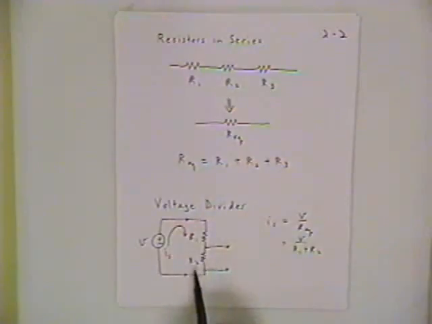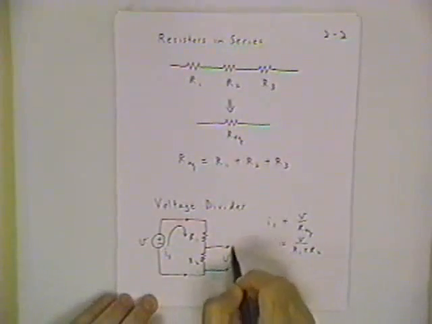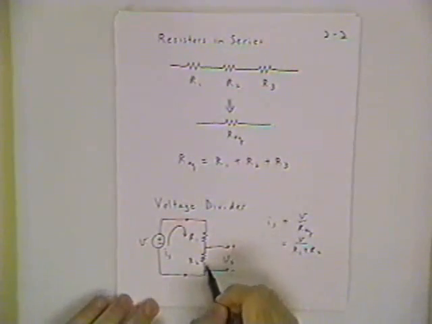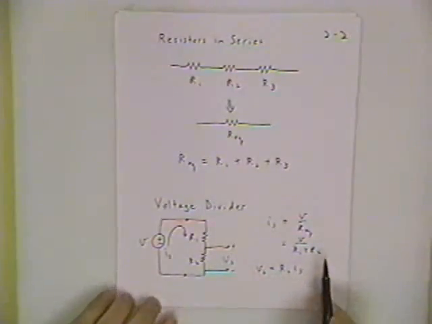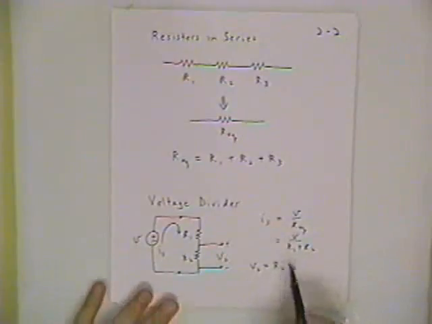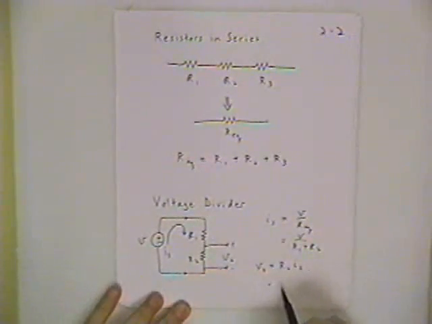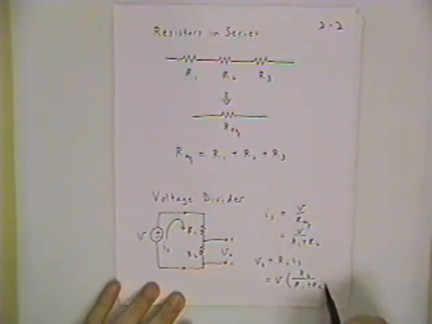All of these elements are connected in series, so they all share the same current, IS. That means the current going through resistor R2 to create voltage V2 is also IS. So we can write V2 is equal to R2 times IS. But all we have to do now is substitute this expression for IS into this equation, and we find that V2 is equal to the voltage source times the ratio R2 divided by R1 plus R2.